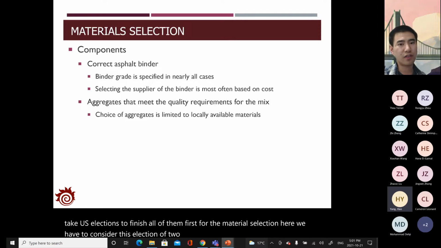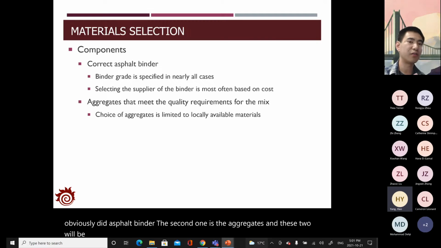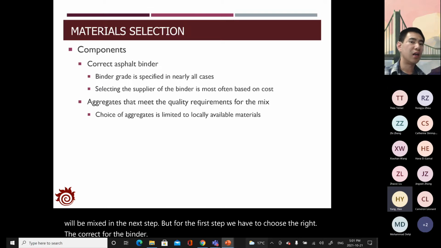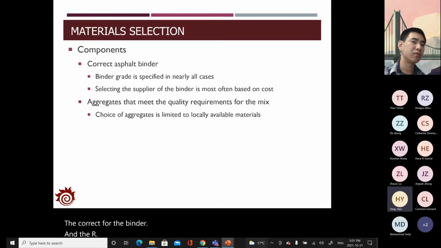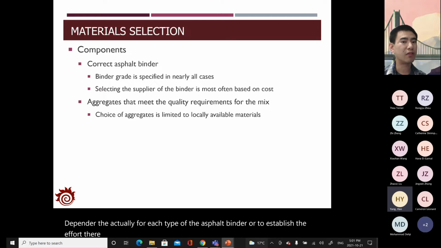First, for the material selection, here we have to consider the selection of 2 materials. The first one is the asphalt, obviously the asphalt binder. The second one is the aggregates. And these 2 will be mixed in the next step. But for the first step, we have to choose the correct asphalt binder. Actually, for each type of asphalt binder, there's one grade, and we have to make sure that this grade can work for all the situations in the designed area.